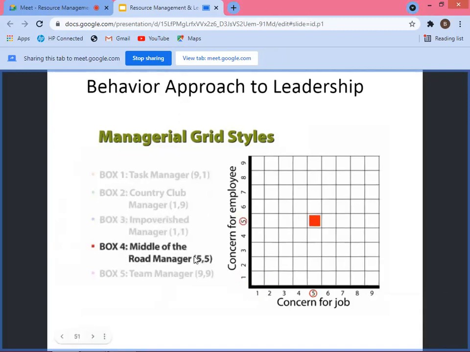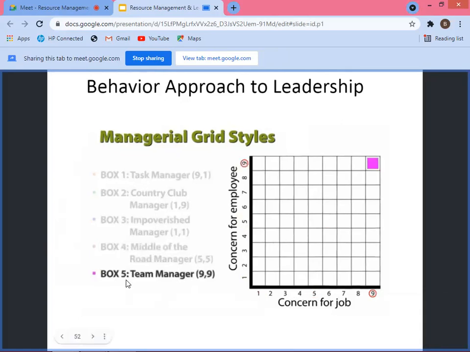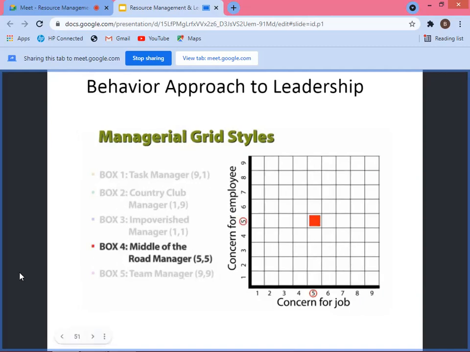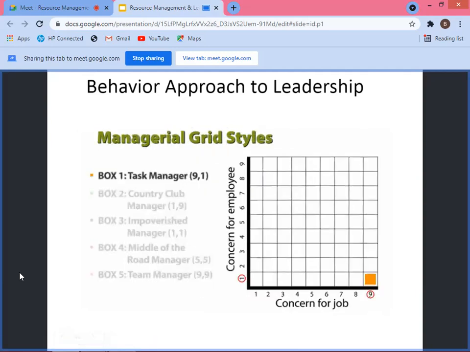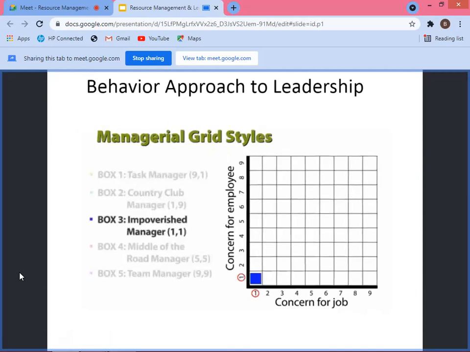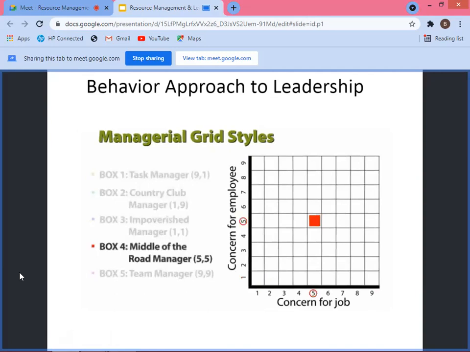Box 4 is the middle of the road manager, 5,5. Balancing in the middle, 5, concern for the job and concern for the employee in the middle, 5. And box number 5 is the team manager, 9,9. High concern for the job and high concern for the employee. Which one would you like to be? Task manager, 9,1; country club manager, 1,9; impoverished manager, 1,1; middle of the road manager, 5,5; or team manager, 9,9.